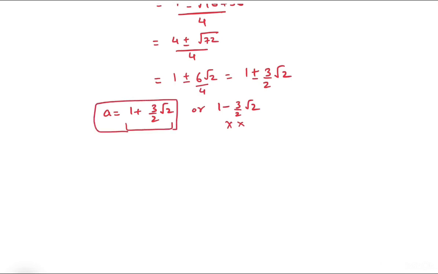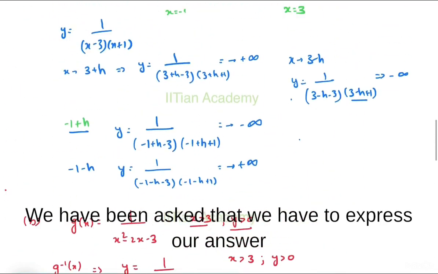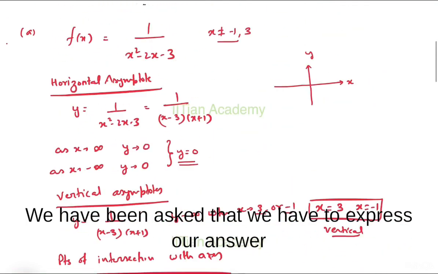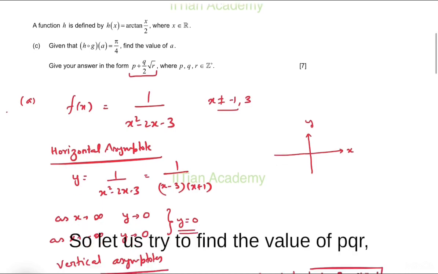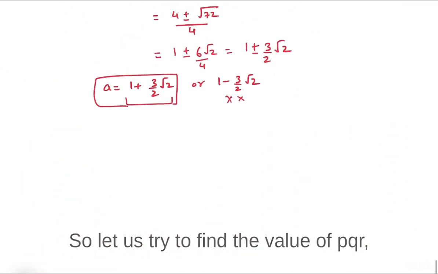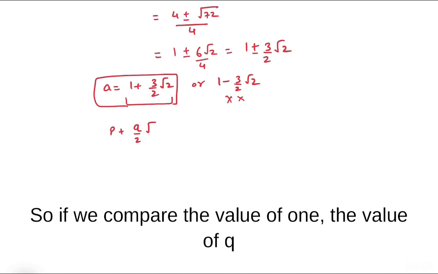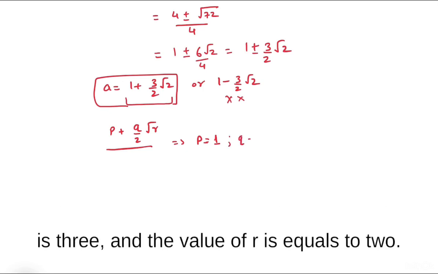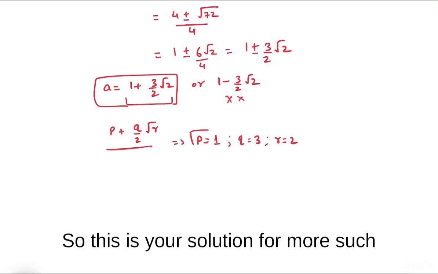And in the given question, we have been asked to express our answer in this format, p plus q by 2 root r. So let us try to find the values of p, q, r. If we compare, the value of p is 1, the value of q is 3, and the value of r is 2. Simple comparison. So this is your solution.